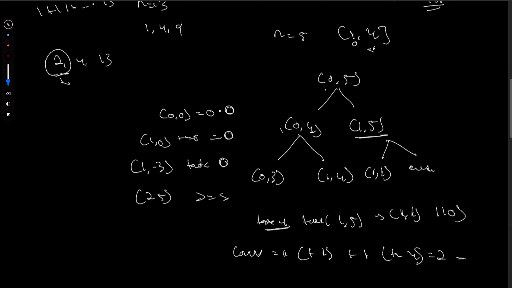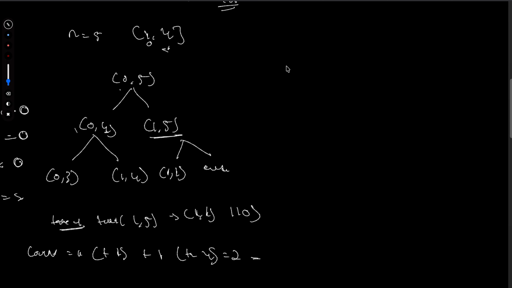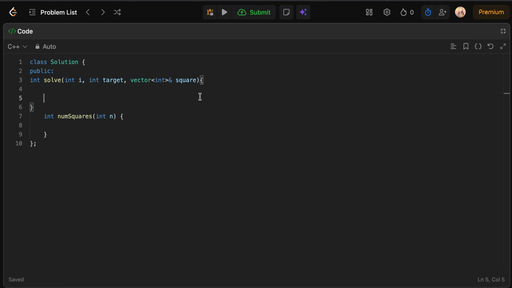See, base case first. If target is equal to 0, we form the sum exactly, so no more squares are needed. For example, 1 comma 0, so we are going to return 0. So if target is equal to 0, we just return 0.